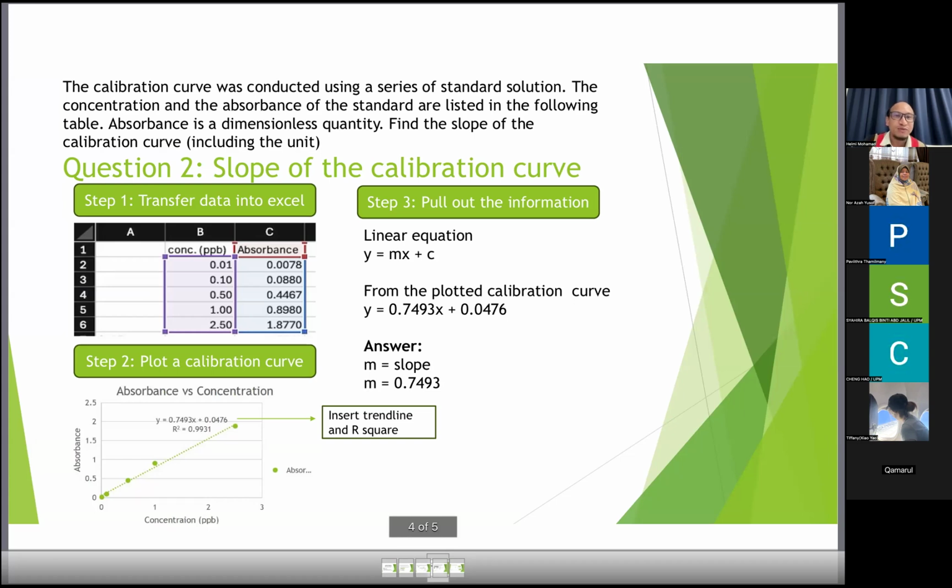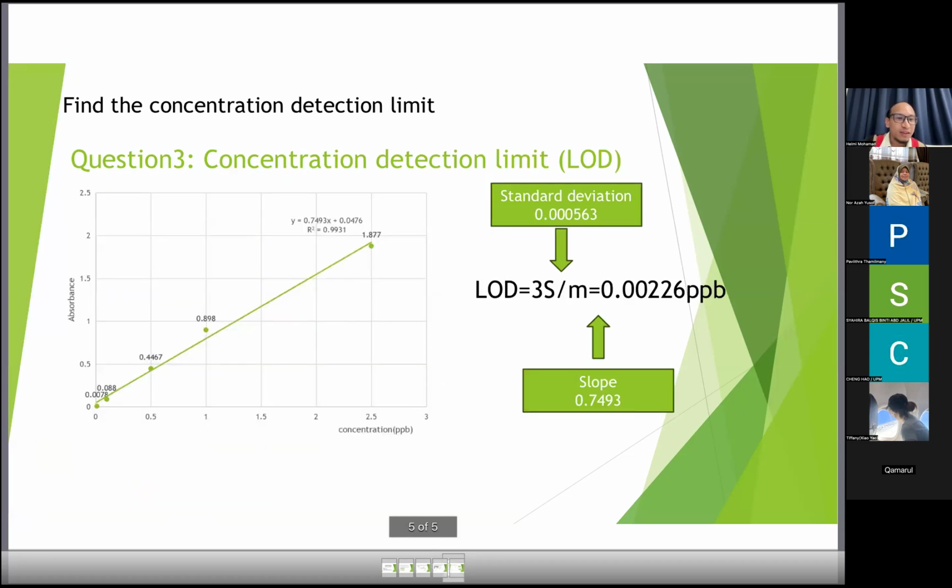Thank you. Okay, thank you, Helmi. Next, I will explain question 3. Based on the results of the first two questions, question 3 is relatively simple. To calculate the detection limit, we use this formula, 3S divided by m, where S is the standard deviation from question 1, and m is the slope from question 2. So the result is 0.00226. And that's all. Thank you.